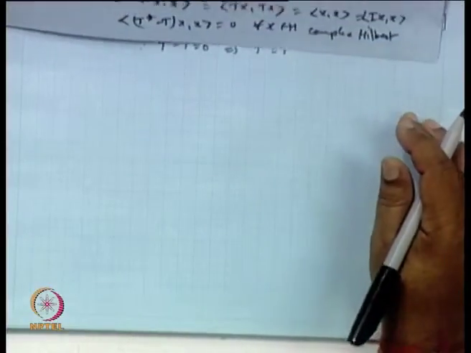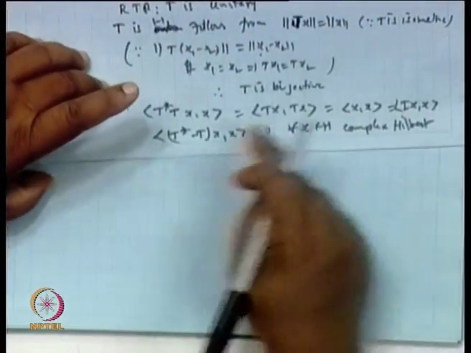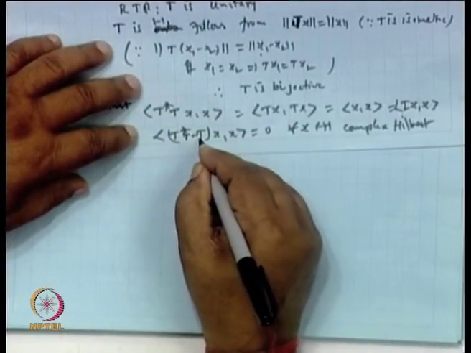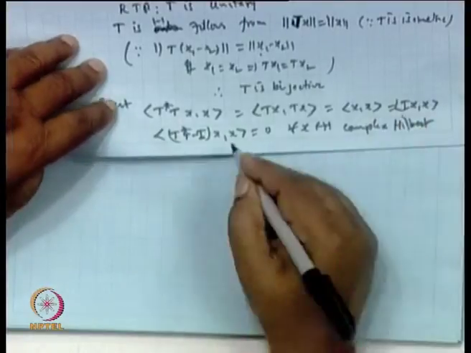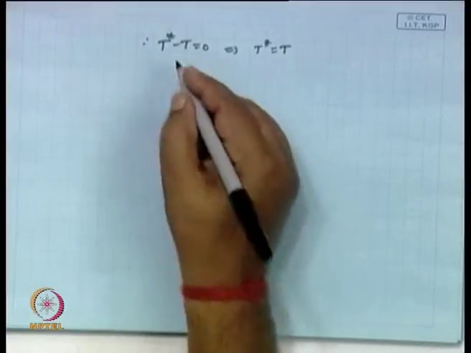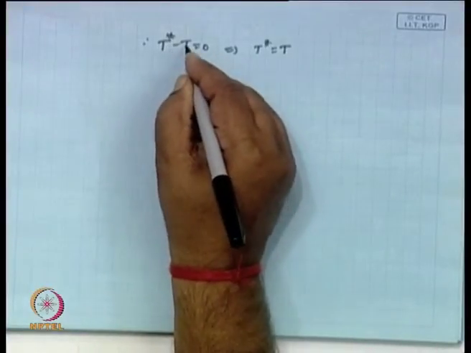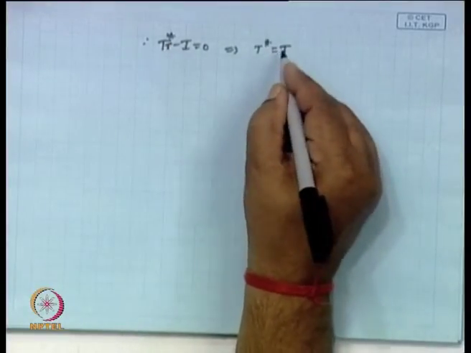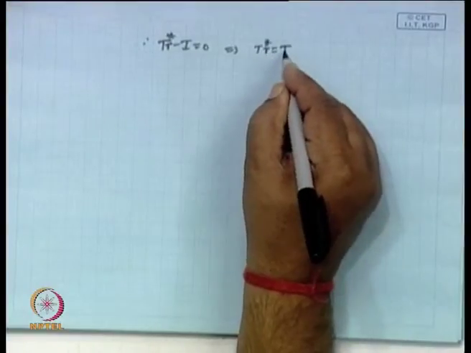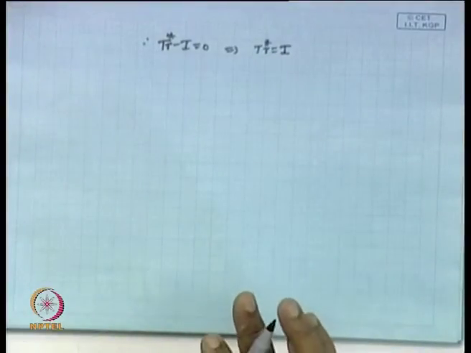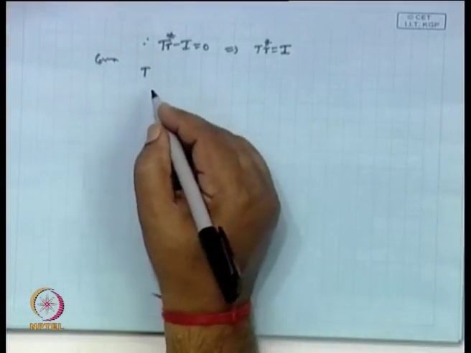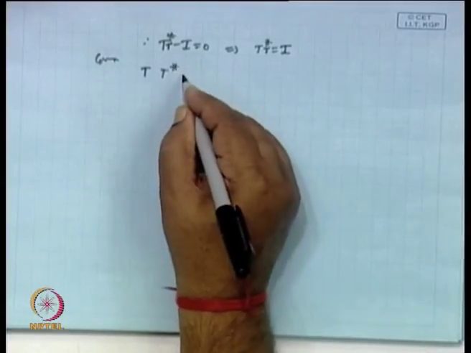Oh sorry, I am sorry, this is T star T. T star T, and this is I. We are transferring this I. So this is T star T minus I is 0. So T star T must be I.